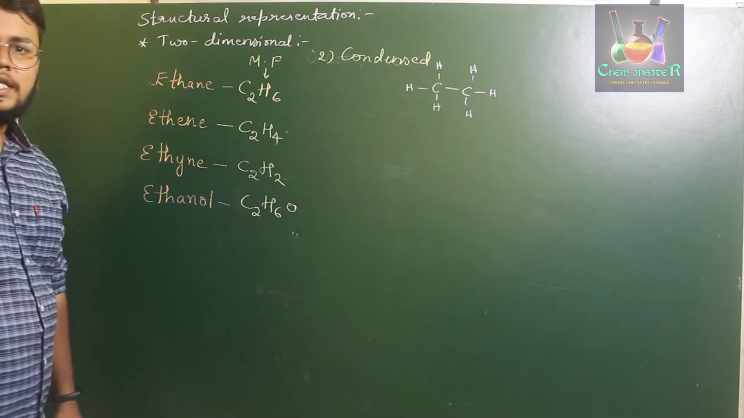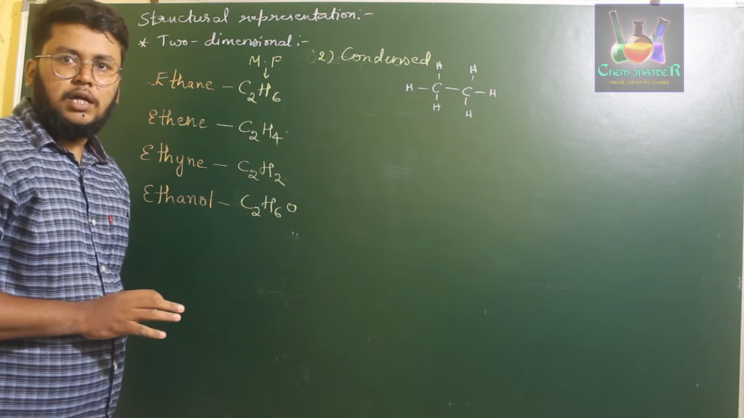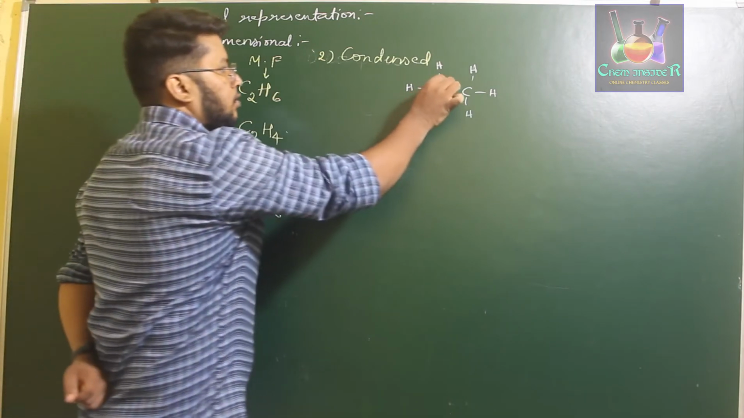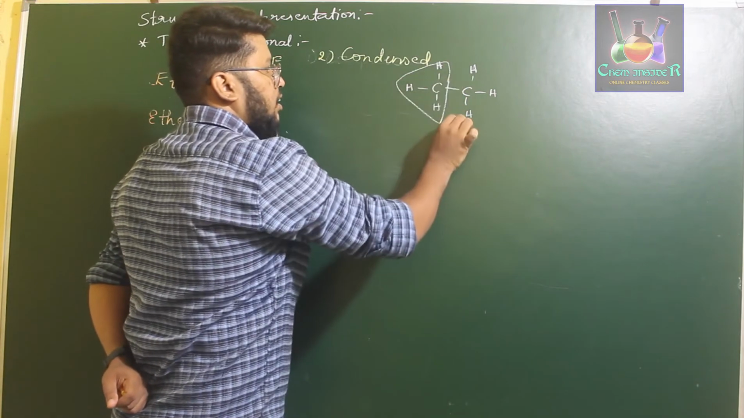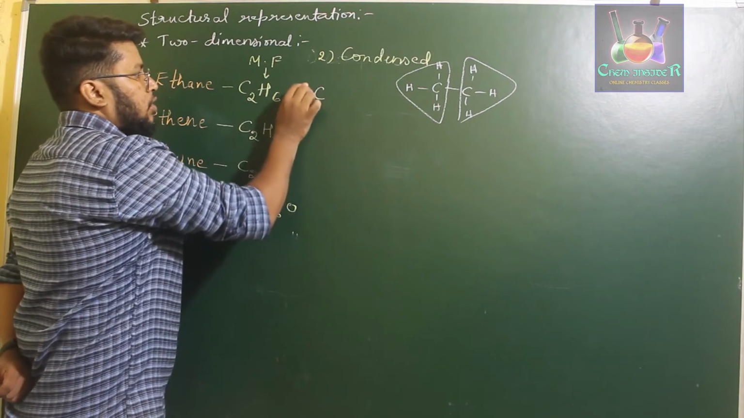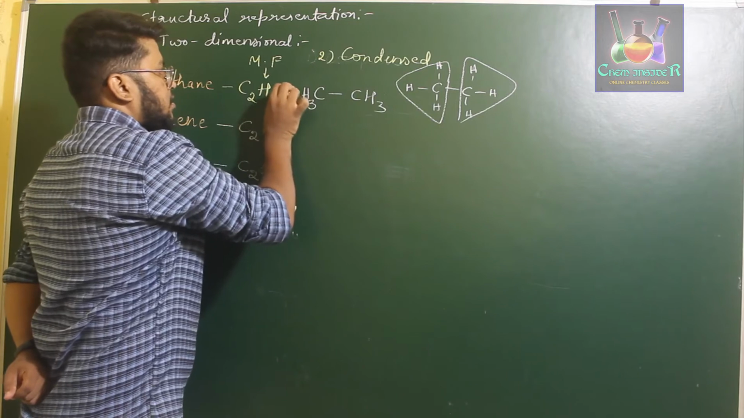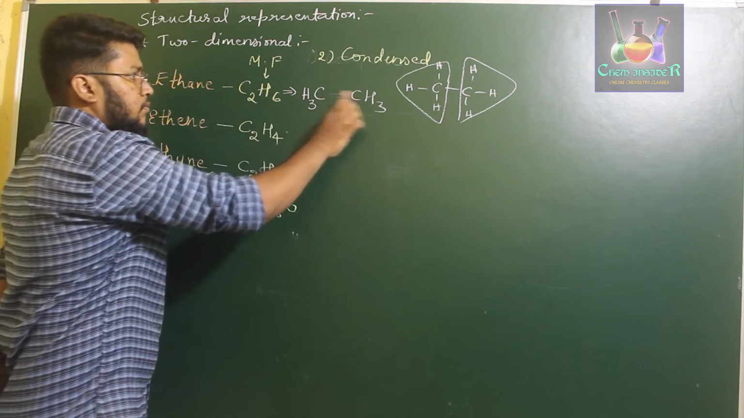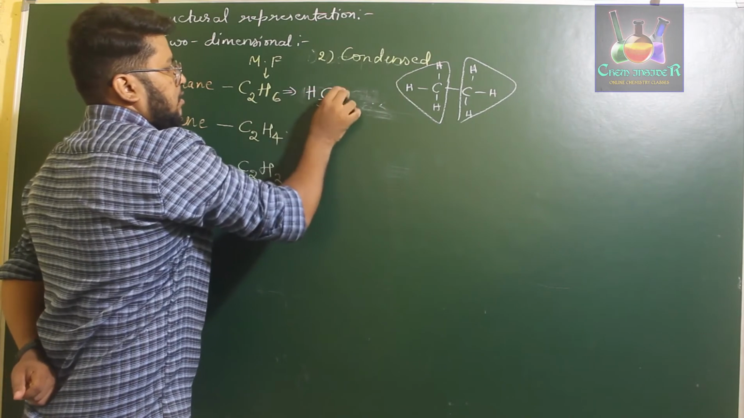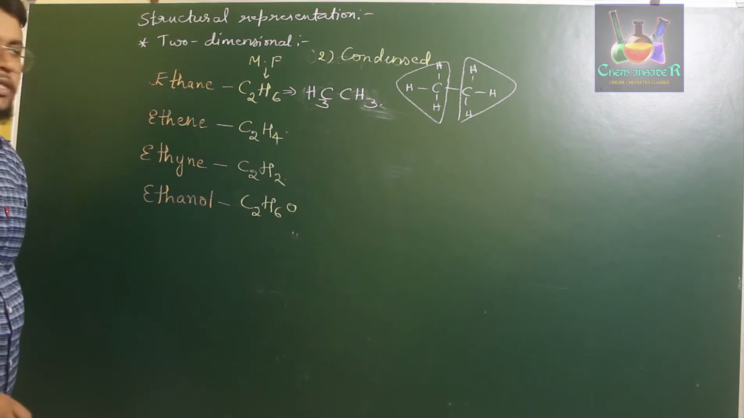So in condensed form, what we do is we completely ignore the bonds between the carbon-carbon or carbon-hydrogen atoms. We just write this as one nucleus. So these three are considered as one nucleus, and these three are considered as one more nucleus. So this molecule is represented as CH3, CH3. So this is the condensed representation.